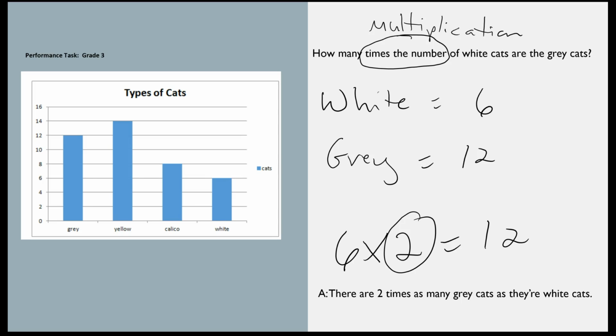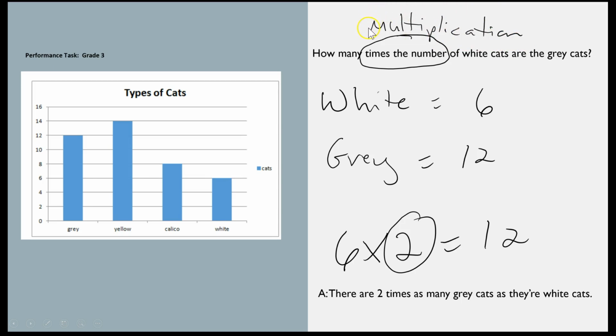Moving on to question number 3. How many times the number of white cats are the gray cats? Now this is getting a little spicy. So again, scholars should read the question twice and annotate keywords. What type of mathematical operation will answer this question? So here, our keywords to circle would be times the number, and we will write multiplication above the circle.